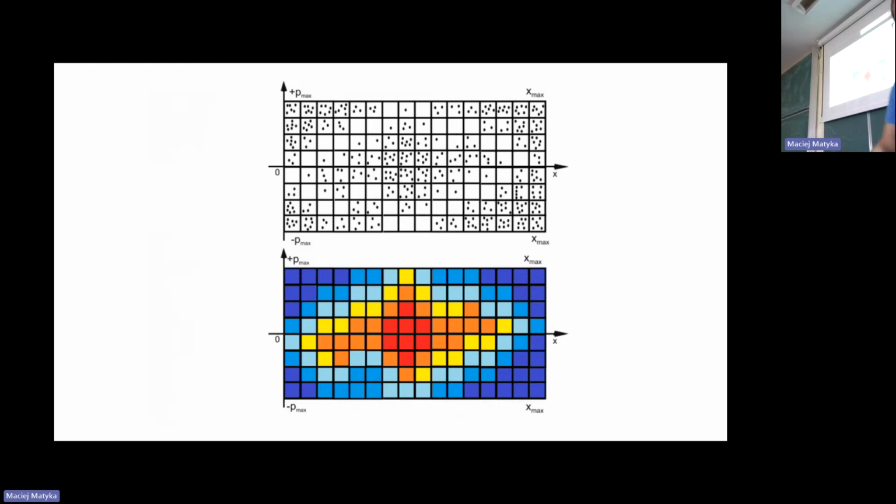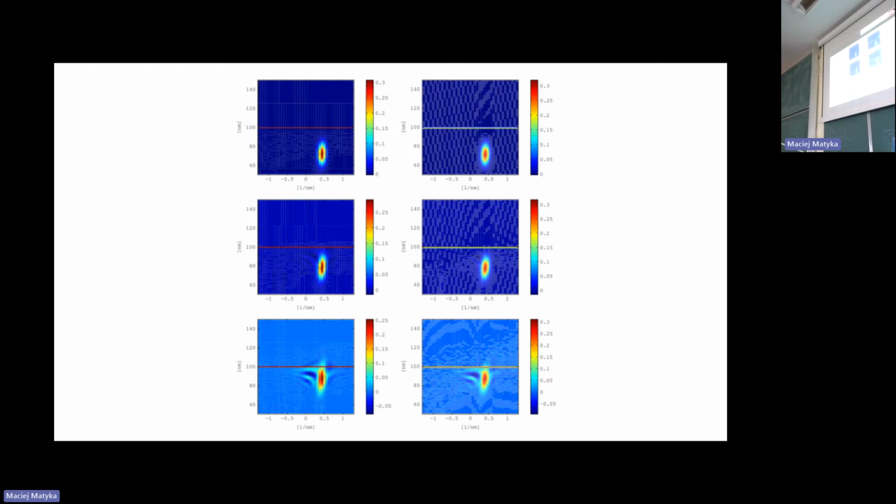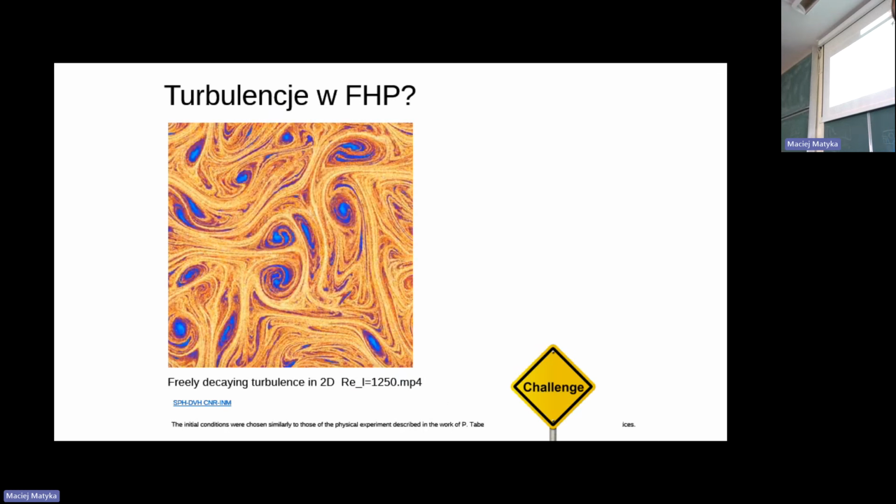There is some kind of, I don't know, I will not go into this, a wave packet going through some barrier and so on. They study turbulence. That's interesting. Quite amazing. Turbulence in FHP. This is decaying turbulence, okay, from one of the papers.